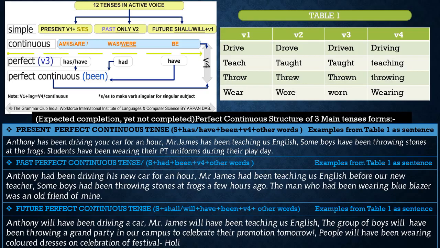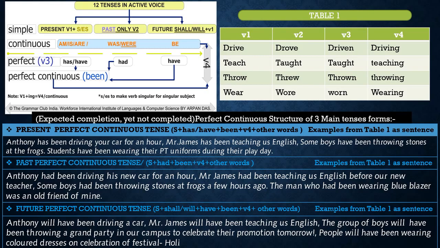For present perfect continuous tense, the structure is subject plus has or have plus been V4 plus other words. Examples from table 1 as sentence. Anthony has been driving your car for an hour. Mr. James has been teaching us English. Some boys have been throwing stones at the frogs. Students have been wearing their PT uniforms during the play day.